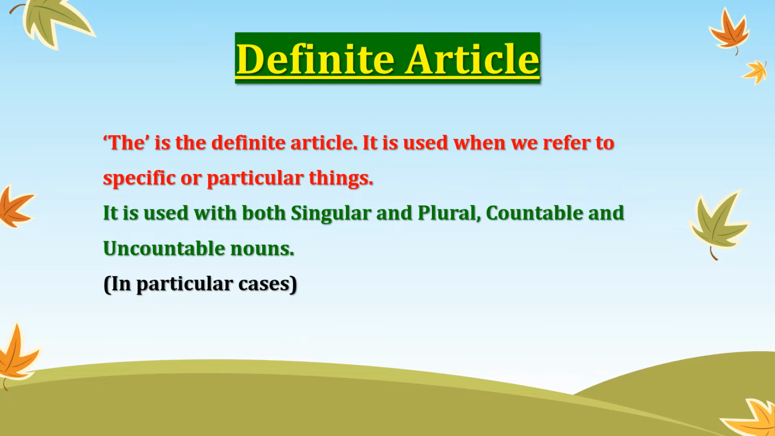It is used when we refer to specific or particular things. So we cannot use it in general. This article will only be used for specific or particular things. It is used with both singular and plural and with countable and uncountable nouns. That means whether the noun before which we are using it is singular or plural, it does not matter. Whether it is countable or uncountable, even that does not matter. What matters is that this article can only be used with particular cases.